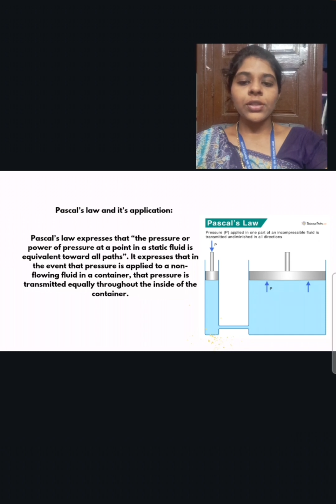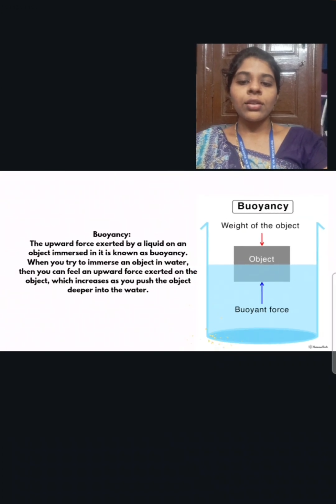Then we discuss Pascal's law. Pascal's law expresses that the pressure at a point in a static fluid is equal in all directions. It expresses that if pressure is applied to a non-flowing fluid in a container, that pressure is transmitted equally throughout the inside of the container. And the buoyancy force. Let's see the diagram and hear the words.